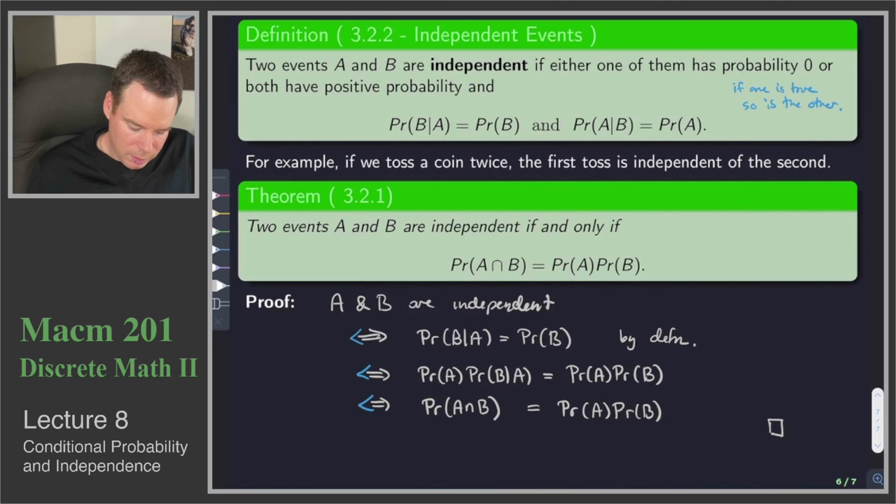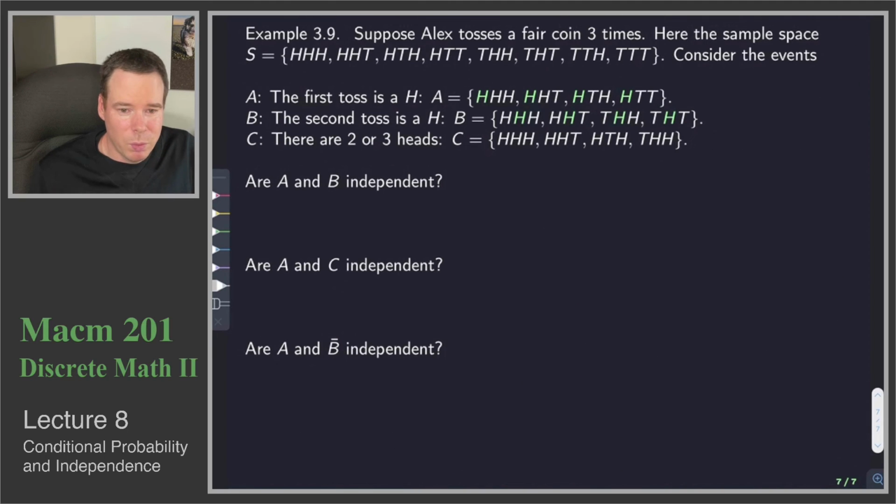So let's go ahead and do an example where we want to check if certain events are independent. So here we've got Alex tossing a fair coin 3 times, and the resulting sample space is given there. There's 8 possible outcomes. Consider the events. Event A is the first toss is a head. So there we've got 4 possible outcomes, all beginning with an H. Event B is the second toss is a head.